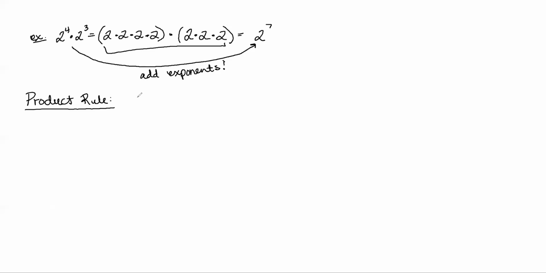So this just says we have two terms, say a to the m times a to the n. If we have the same base and we're multiplying them together, all we have to do is add the exponents. So a to the m plus n, and you keep the same base. Add the exponents, keep the base.